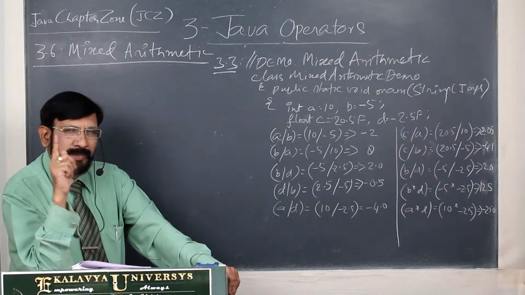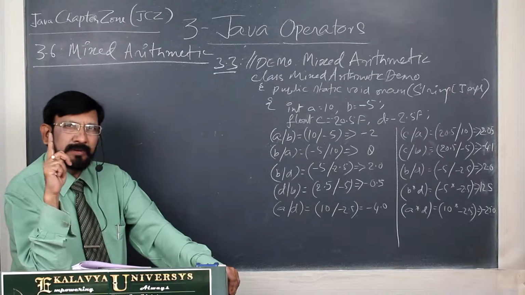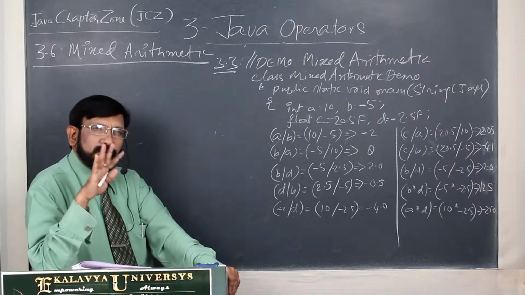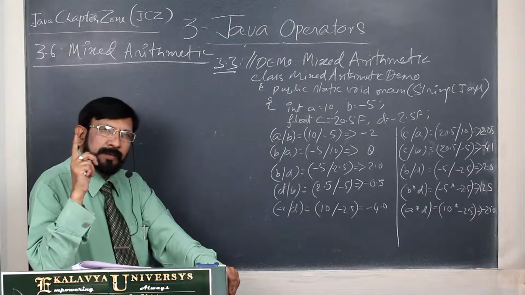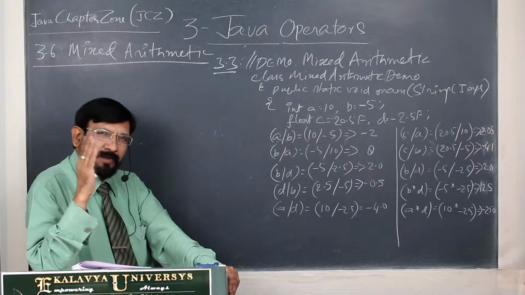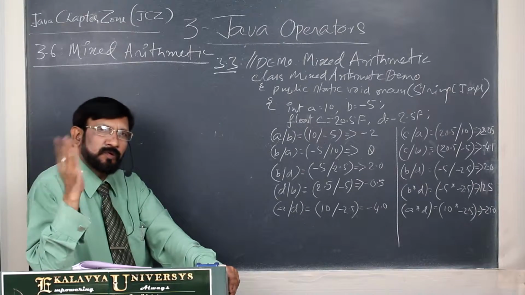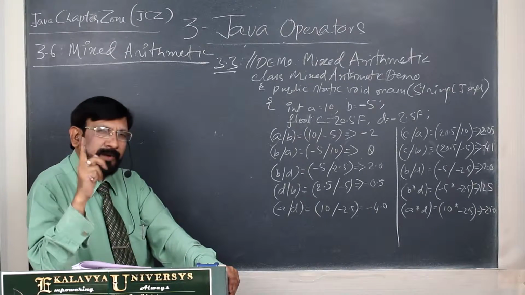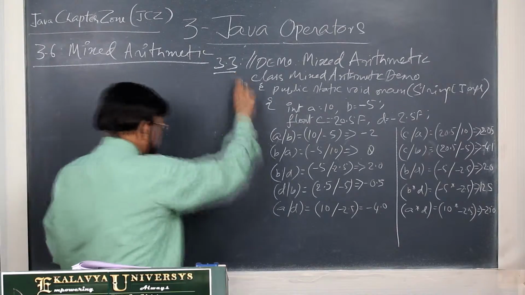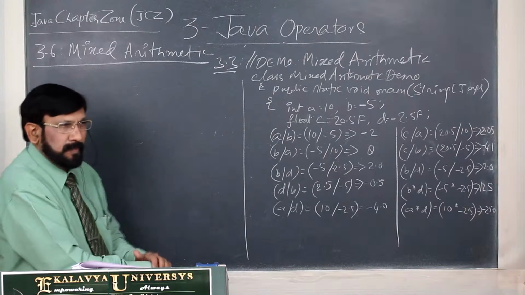So you remember that int versus int, the type of the result is int. Float versus float, the type of the result is float. In case of mixed arithmetic, that is int versus float or float versus int, the type of the result is always float. In this context, I have to tell you one secret.